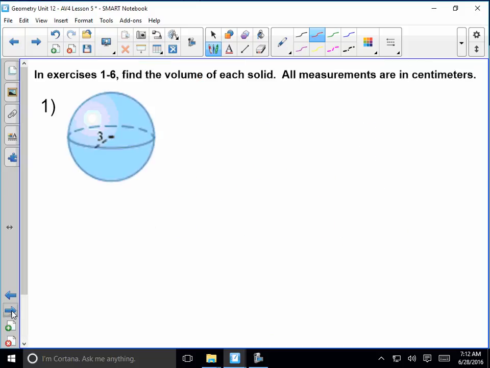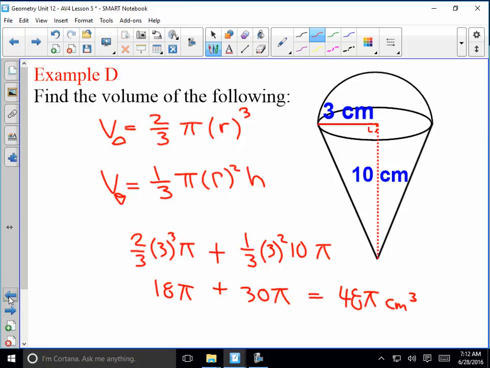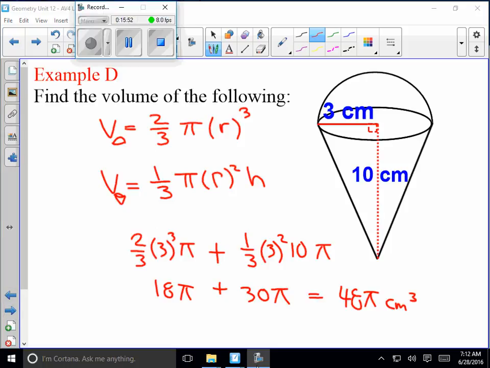Okay, and then this gets us into our homework for the lesson. So that concludes our lesson for today, working with the volume of a sphere and volume of a hemisphere.